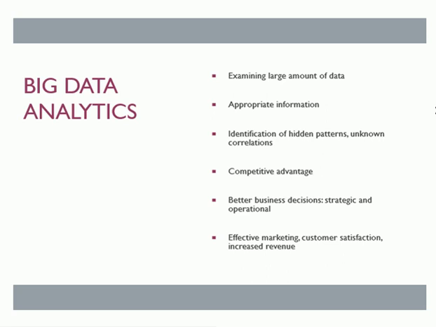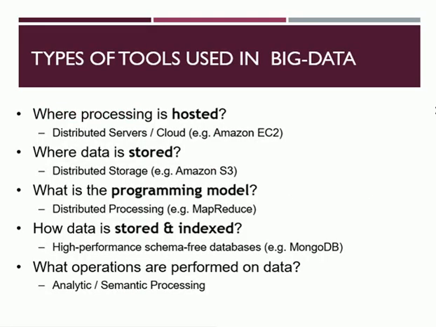When we are talking about big data analytics, we need to know what kind of tools we are using in big data. We have many different processing and data storage options available. When we are talking about processing power, it is hosted on cloud services like Amazon EC2. The data is stored on distributed storage services. Like we know there is a cluster of computing, so data is stored on different networks.